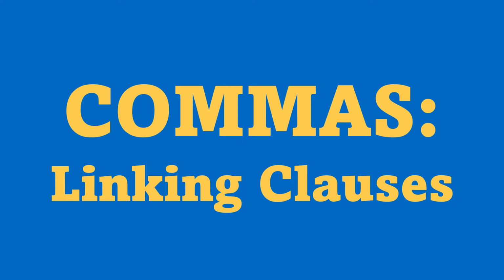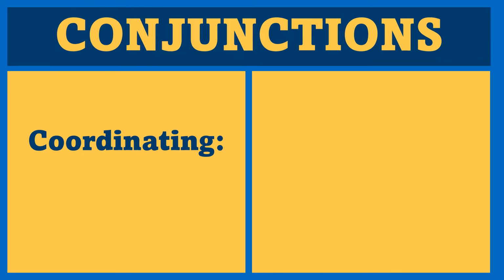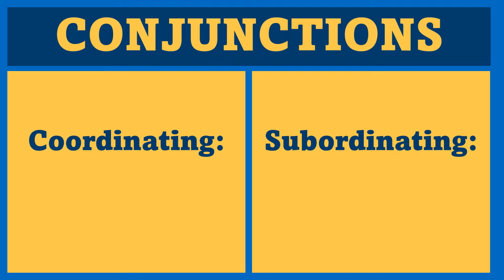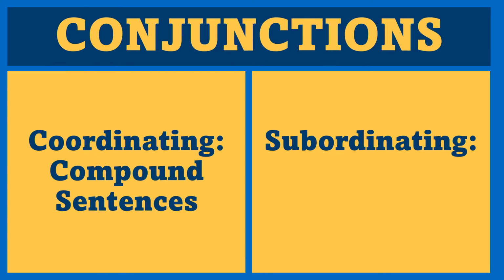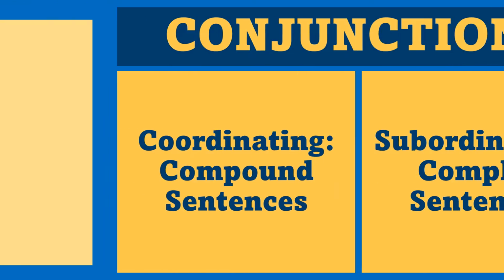So let's learn. The first thing we need to take a look at are the two kinds of conjunctions that are used to link clauses together. The first of which is coordinating conjunction, and the second of which is the subordinating conjunction. Now, in the context of the coordinating conjunction, it's used to create compound sentences, whereas the subordinating conjunctions are used to create complex sentences. Now, let's begin with the coordinating conjunctions.